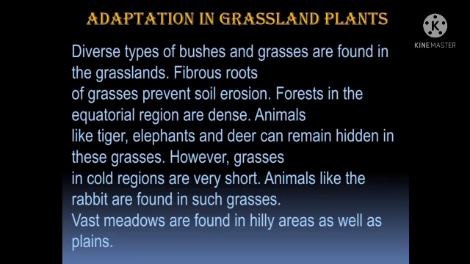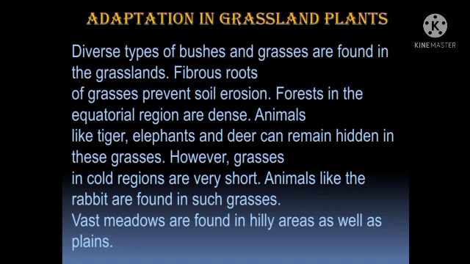Our last adaptation in plants is adaptation in grassland plants. Diverse types of bushes and grasses are found in the grasslands. Fibrous roots of grasses prevent soil erosion. Students, the roots of grass prevent soil erosion, which means they prevent the soil from getting destroyed.